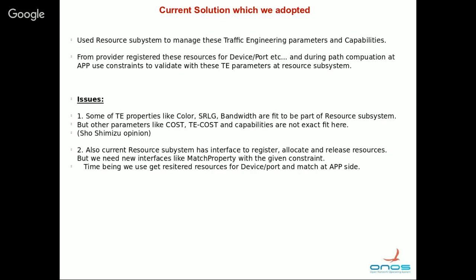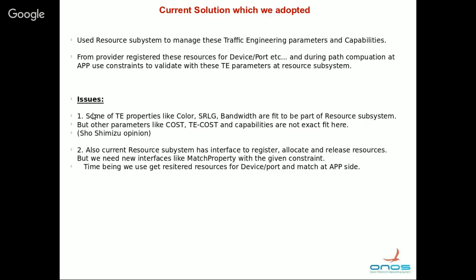So this is the current solution which we initially adopted some time back. Initially we thought we'd use the resource subsystem to manage these traffic engineering parameters, and the provider registers these traffic engineering parameters along with the device and port. Later, during the computation logic, we pass them as constraints to the path service, and using the path service we compute the link weight using the properties which we have set in the resource subsystem.